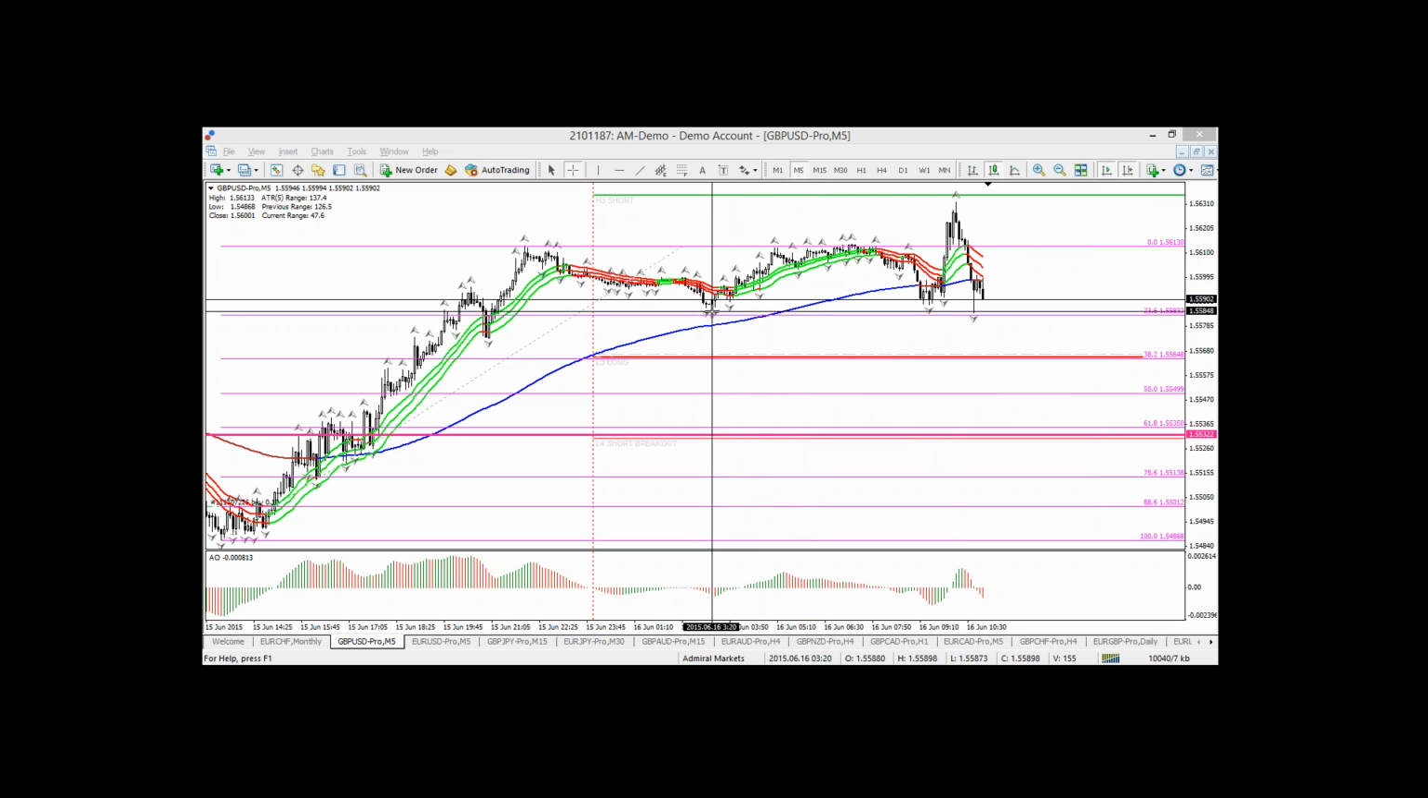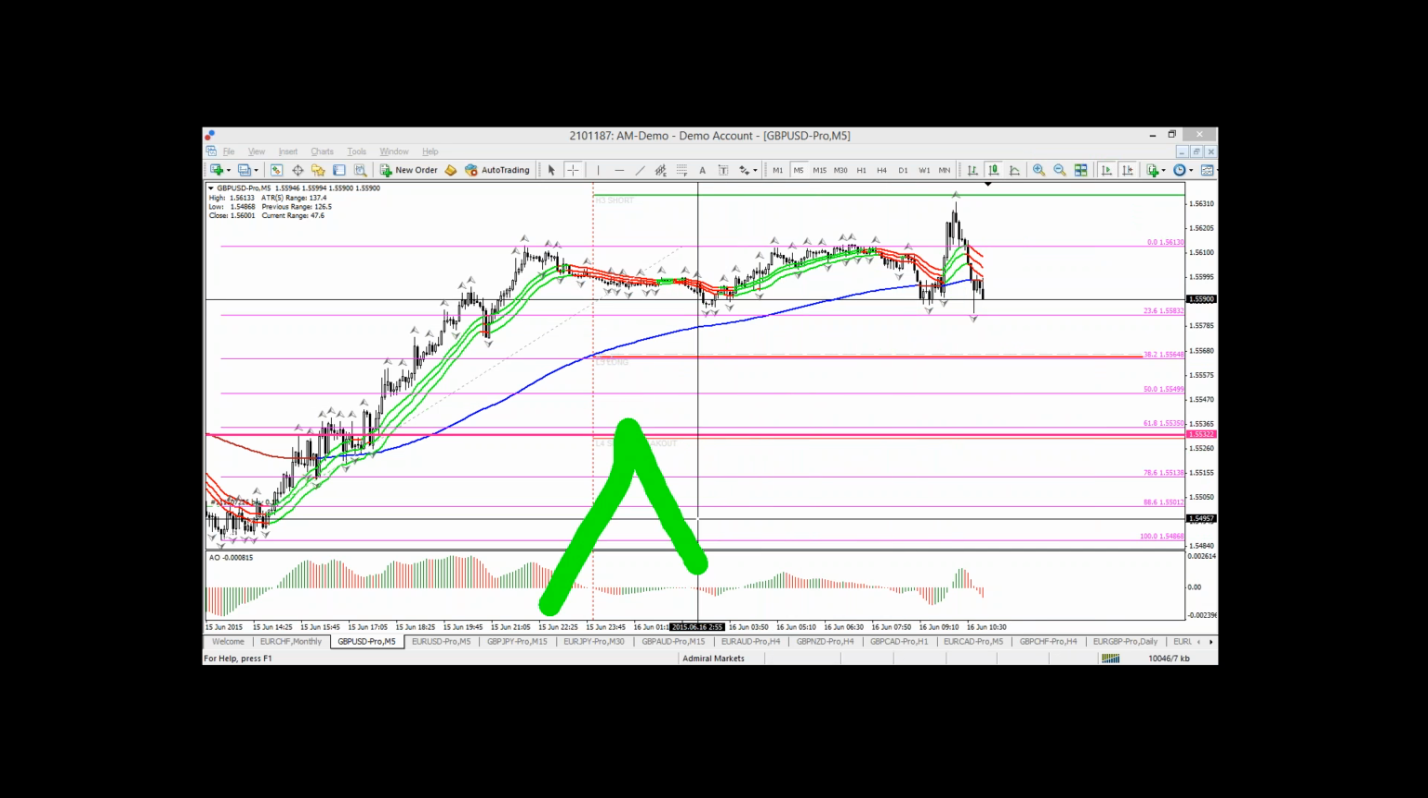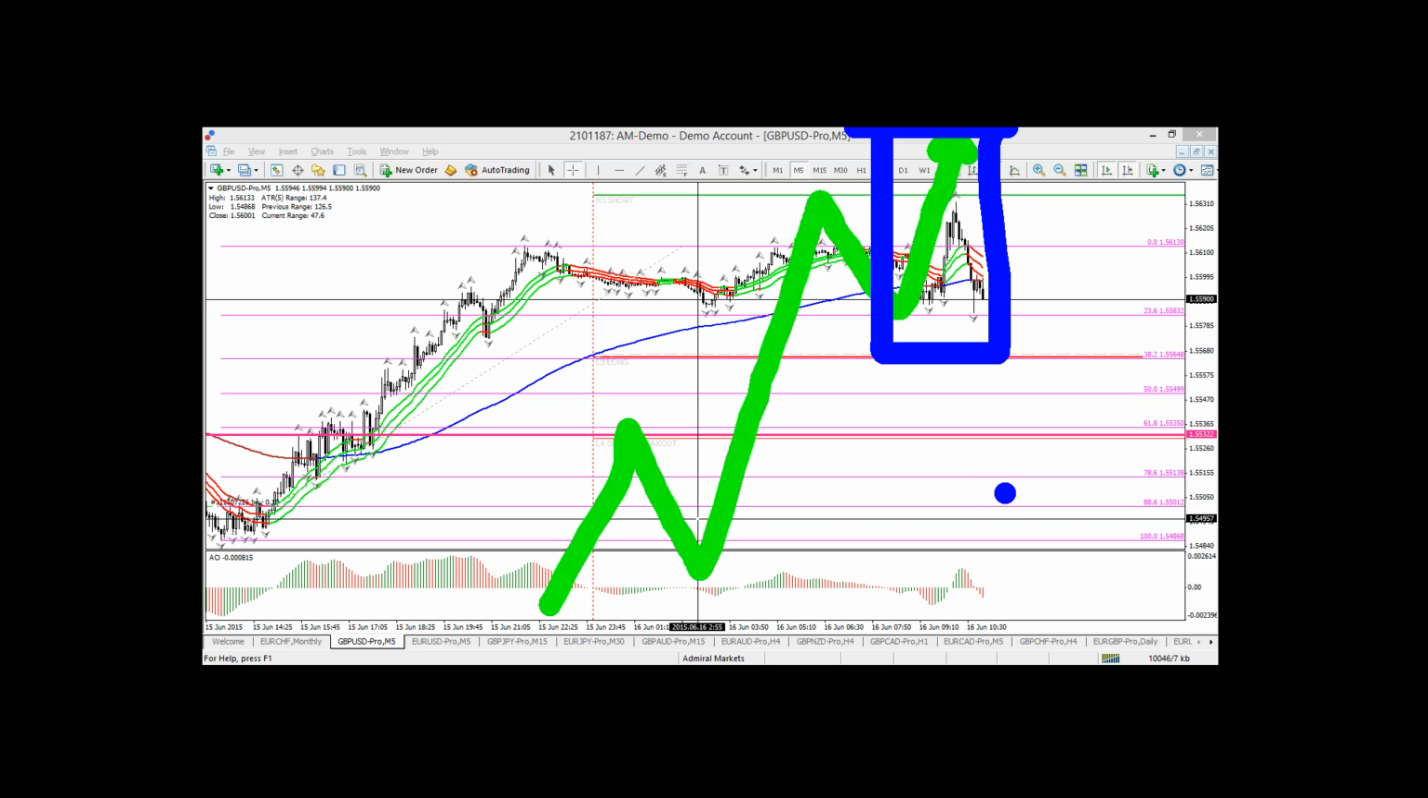Also, if you like waves, these things tend to happen more often if there's a wave 5. It's the last push. Because you get a 5-wave structure, something like this, for instance. And this part then could be the last one.